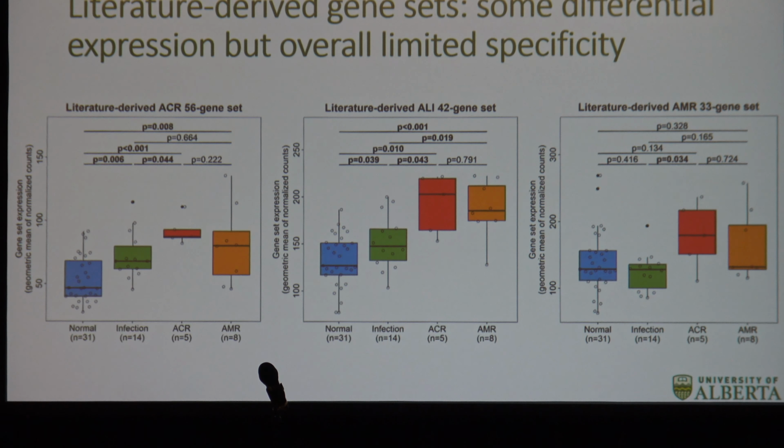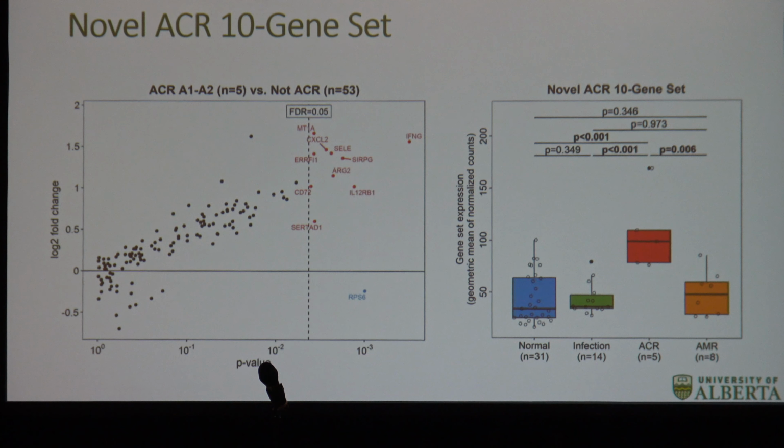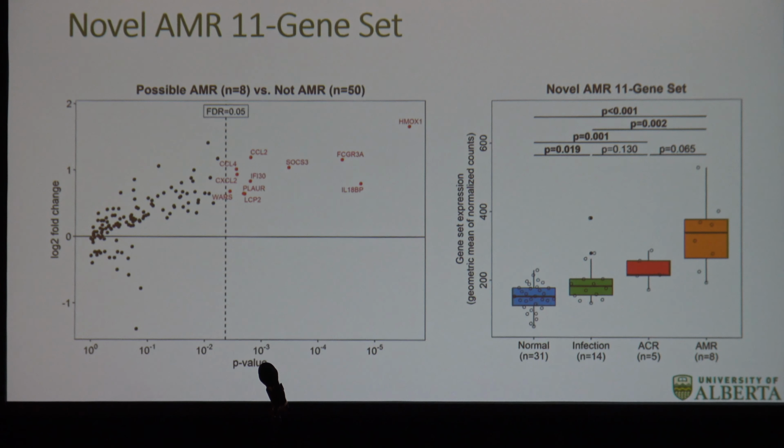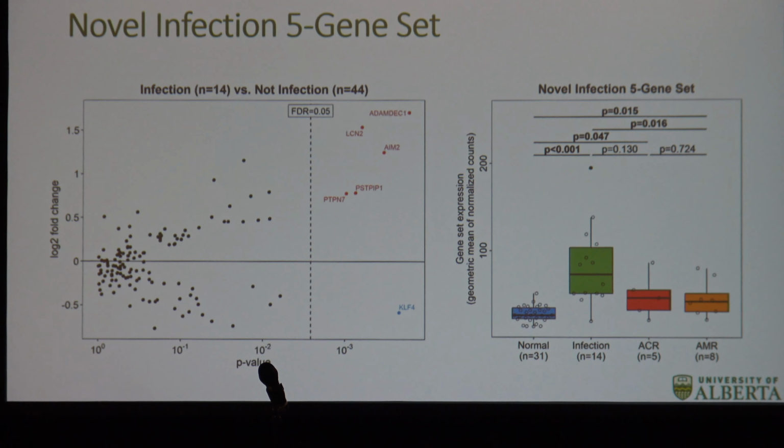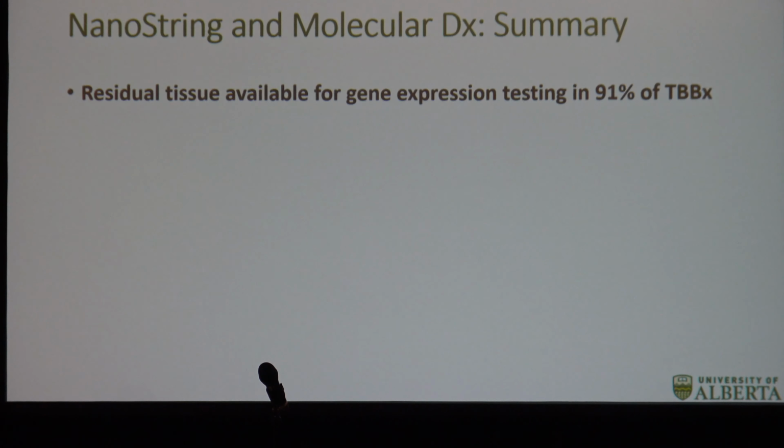showing that while we do look to the kidney and the heart, things that are happening in the lung appear to be a little bit different. And so there was this novel 10 gene set for acute cellular rejection, an 11 gene set for AMR, and a 5 gene set for infection that came out of this.